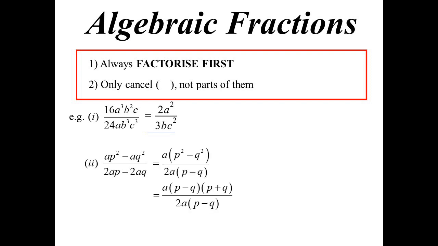Okay. Well, we've got a common factor of a on the top. Always look for the common factor. 2a on the bottom, but we can keep going because we've got p squared minus q squared, which is difference of two squares. So this is what I mean by only cancel complete. So the whole parenthesis bit's got to be the same. And I can see p minus q in both top and bottom, so they will cancel. And we get p plus q on 2.